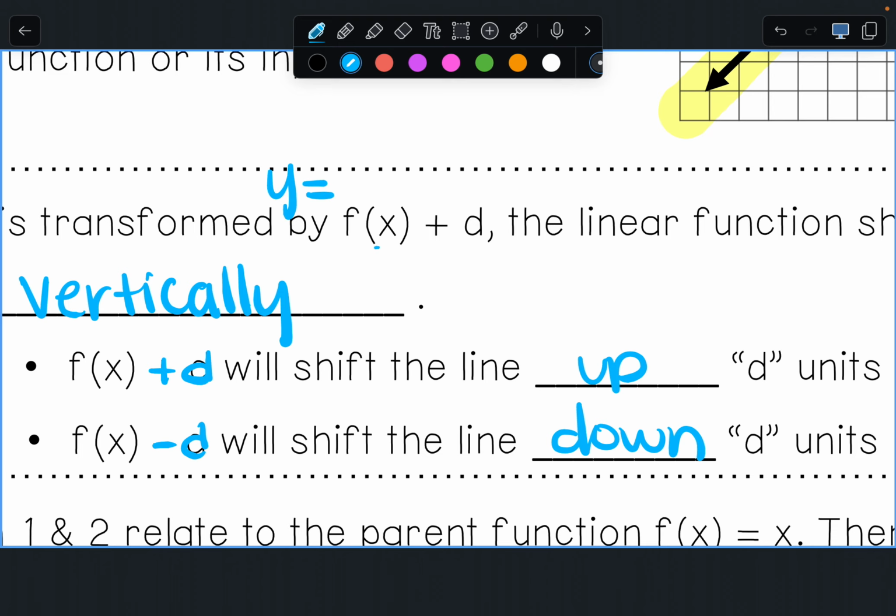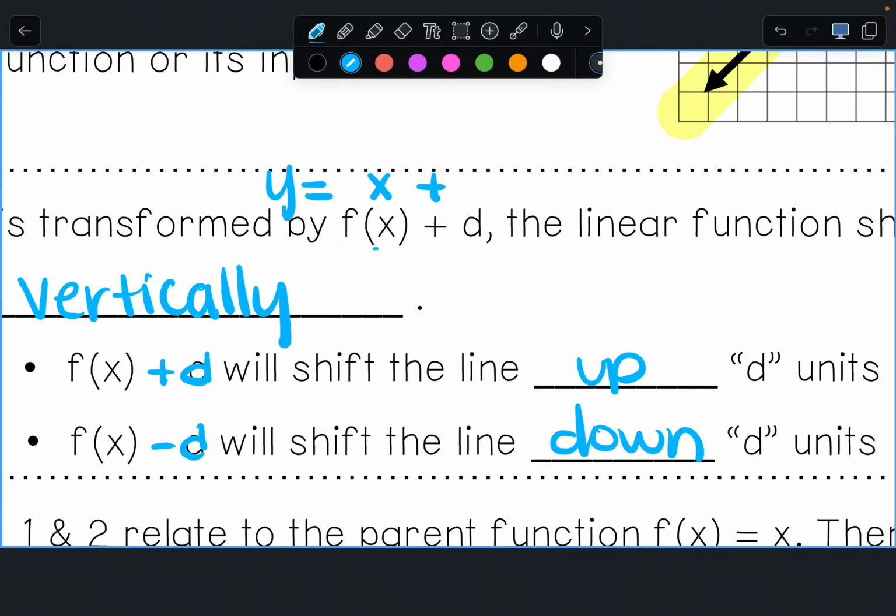So this equation, what it would look like normally is y is equal to x plus d. You've seen an equation that looks similar to x plus d in the form of y equals mx plus b. So you'll notice that b and d are in the same spot. B and d act the same. D is like the y-intercept. It's not exactly the y-intercept, but it's like it. So when you're changing the y-intercept, you're moving the line up and down, okay?